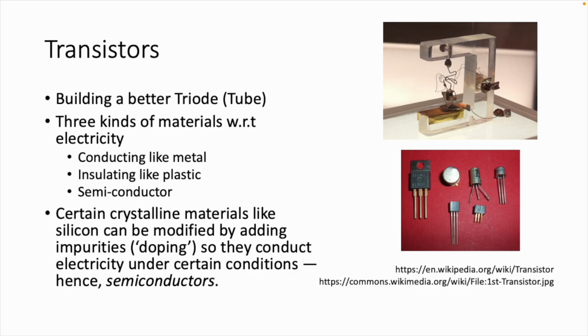So transistors were something that was discovered at Bell Labs in the quest to build a better triode. They were trying to build a better tube.